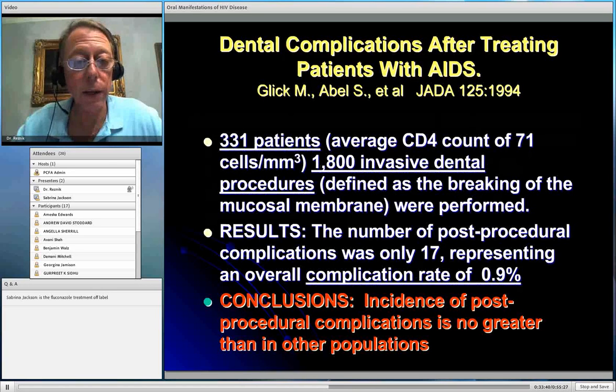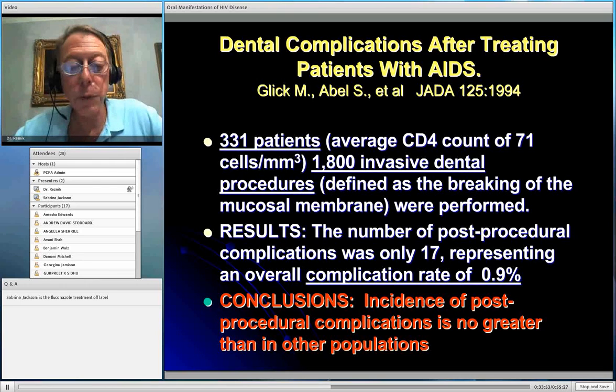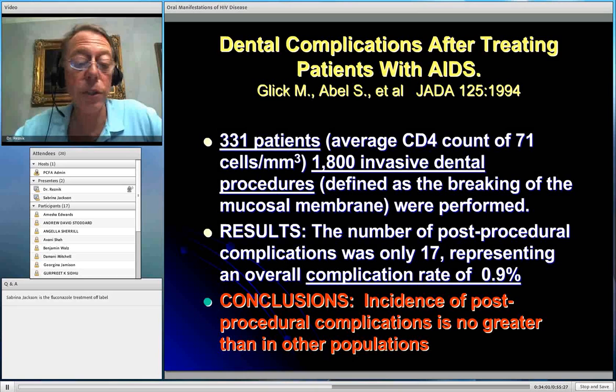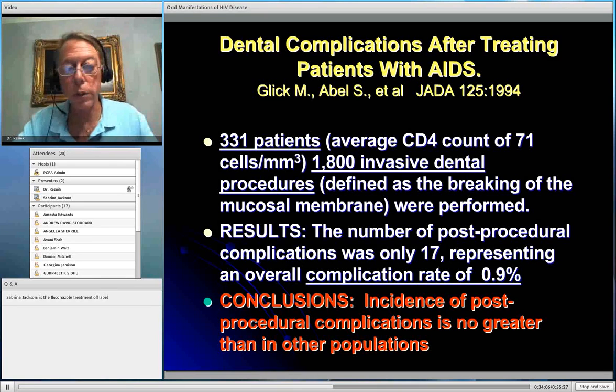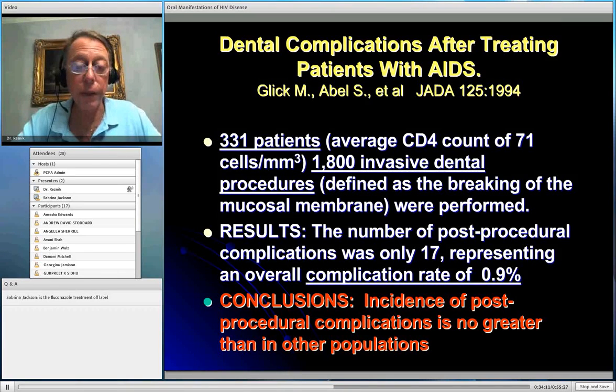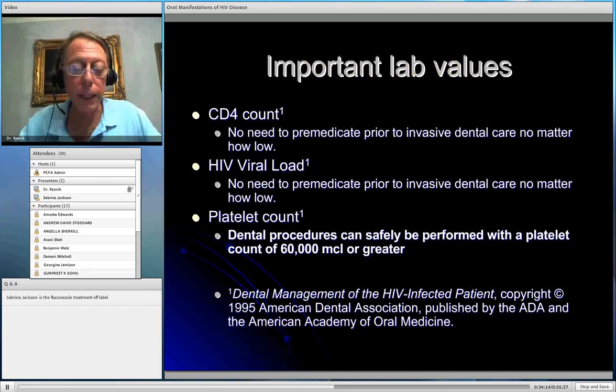There was a publication in 1994, before we had combination therapies, by two colleagues of mine, Michael Glick and Steve Abel. They looked at 331 patients, 18 invasive procedures. The post-procedural complication rate was 17 complications, a rate of 0.9. The incidence of post-procedural complications is no greater than any other population. This is before HIV was a chronic disease, and the average CD4 count was 71, so it's a very low CD4 count. So we don't recommend pre-medicating based on the fact that someone has HIV or AIDS.